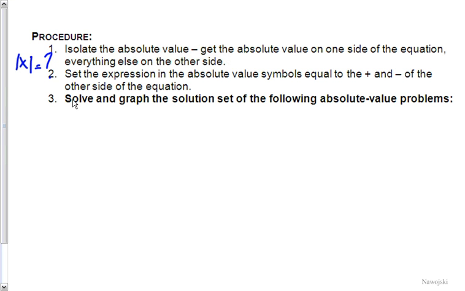And then the third thing is solve. It might ask you to graph it, and that's just put points, or for inequalities. But there's also a fourth step, okay? And that is you're going to need to check. Okay? You need to check. So that's step 4. Add that in there.